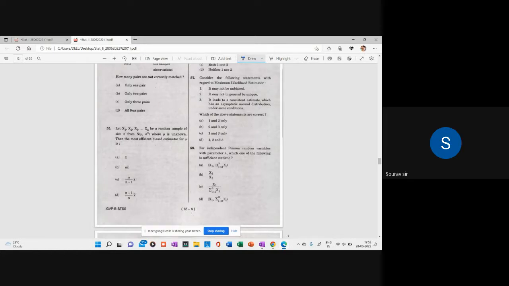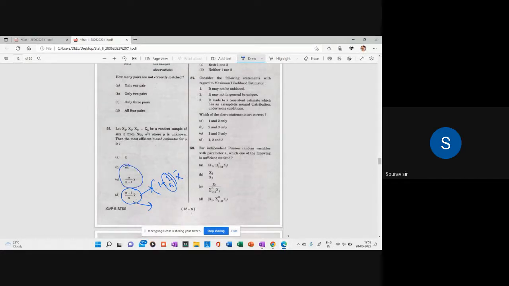This 55. This x1 x2 xn is a random sample of size n from normal mu sigma square, where mu is unknown. Then the most efficient biased estimator of mu. So if you can see that if we are going for the efficiency of the estimator, so we know x bar is unbiased, and this can be written as 1 plus 1 by n into x bar, just an intuitive checking. So if n tends to infinity, this will tend to 0, and this is again as usual as x bar. So these two are basically the biased estimators.